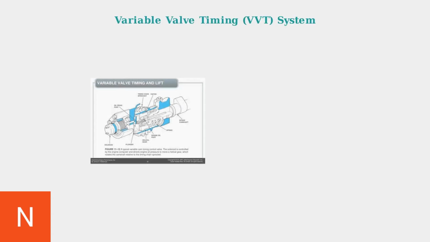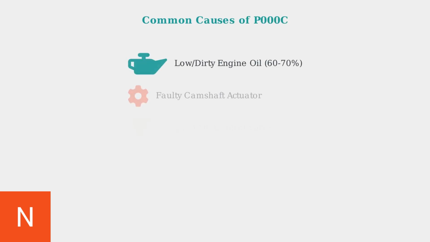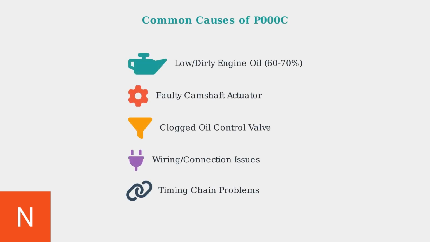Variable valve timing systems optimize engine performance by adjusting camshaft timing based on engine RPM, load conditions, and other factors. The system uses oil pressure to control cam phasers. The most common causes of code P000C include low or dirty engine oil, faulty camshaft actuators, clogged oil control valves, wiring issues, and timing chain problems.